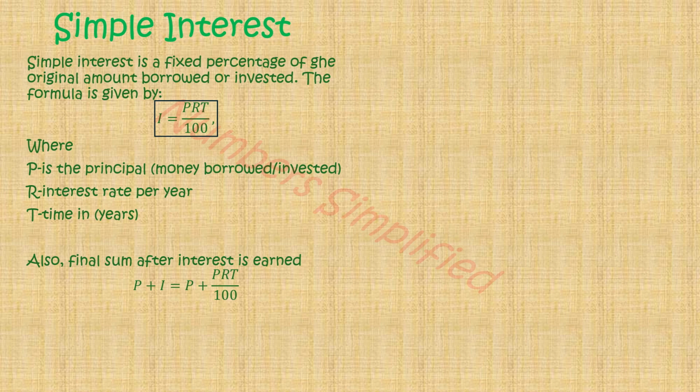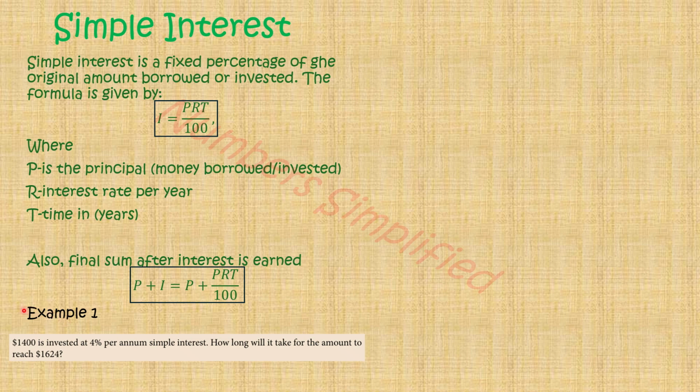Now, let's look at the first example. We are given that $1,400 is invested at 4% per annum simple interest. How long will it take for the amount to reach $1,624? The solution.